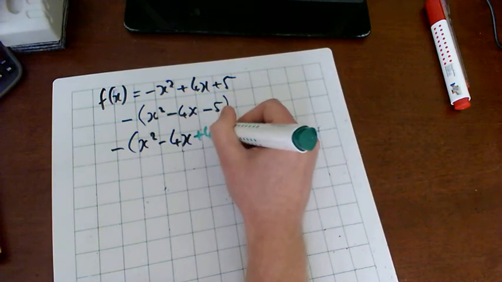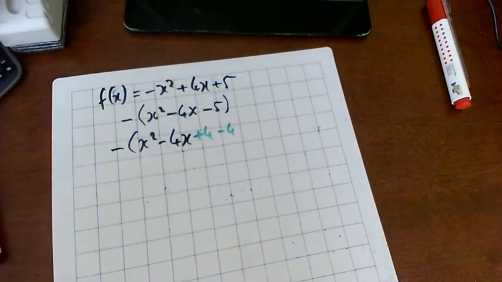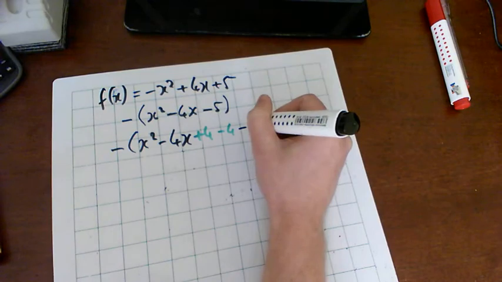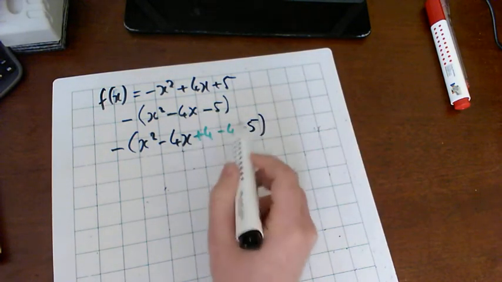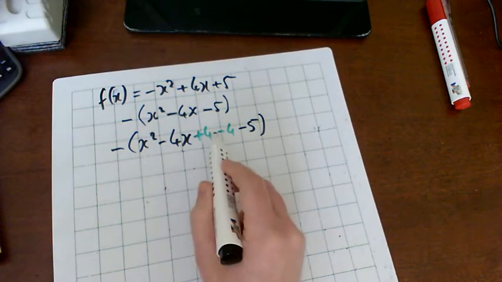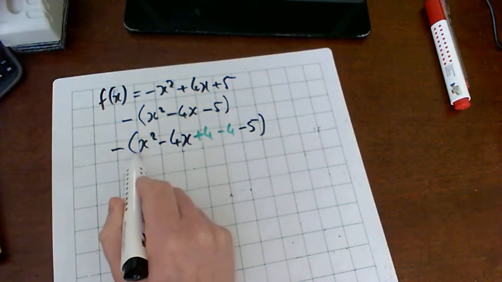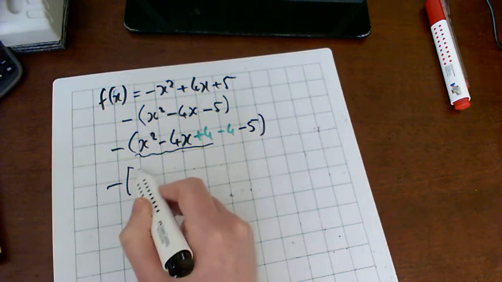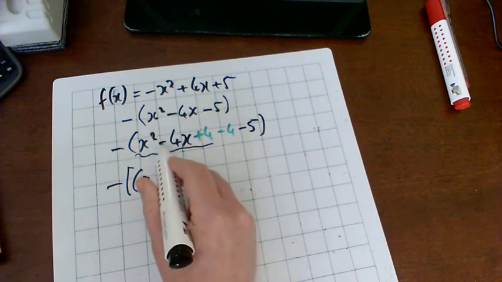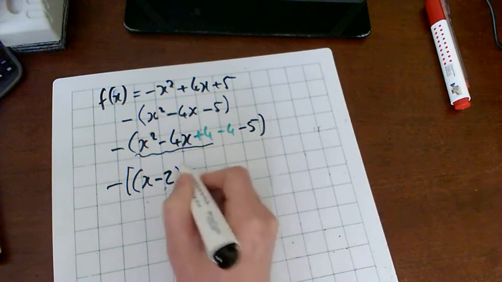And then if we add on 4, we have to take away 4, and then we have our minus 5. So all we've done is added on 4 and taken away 4. So we've literally just done nothing. Okay, we've added on 4. But now, this here is now a completed square. So that is now x, and it's just half of this, minus 2 squared.